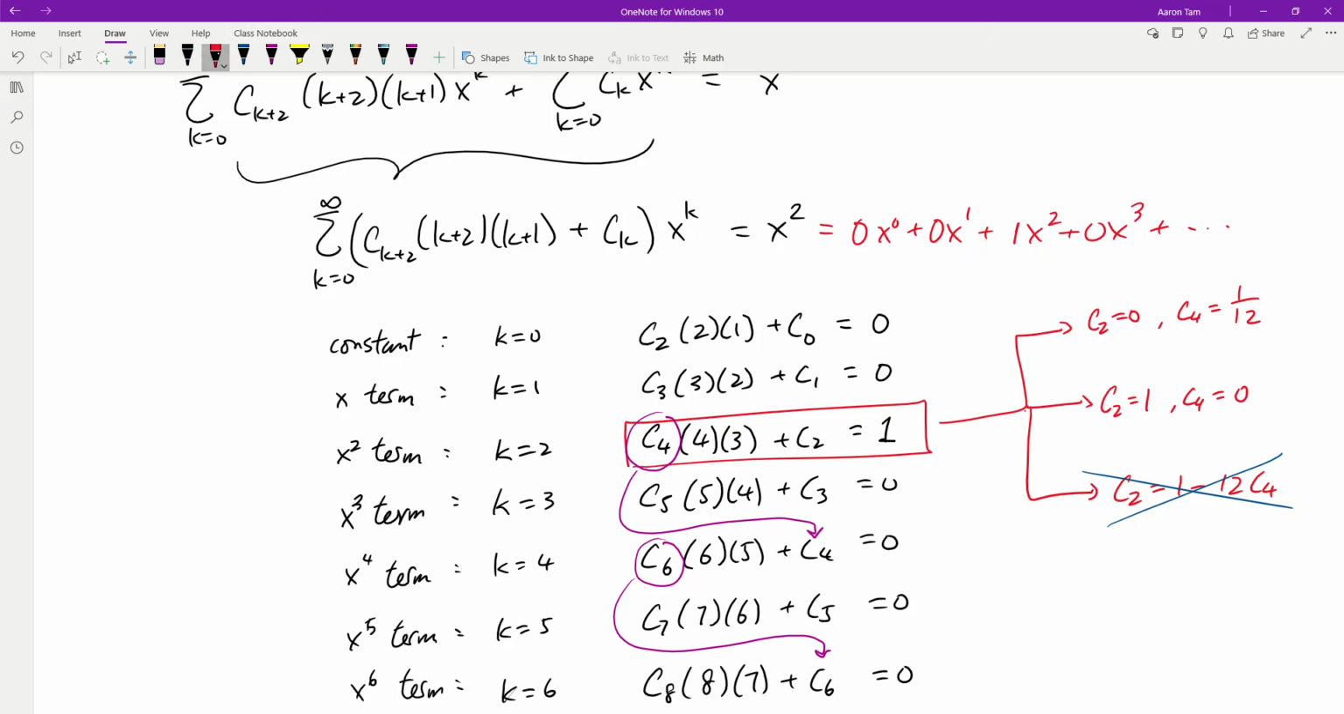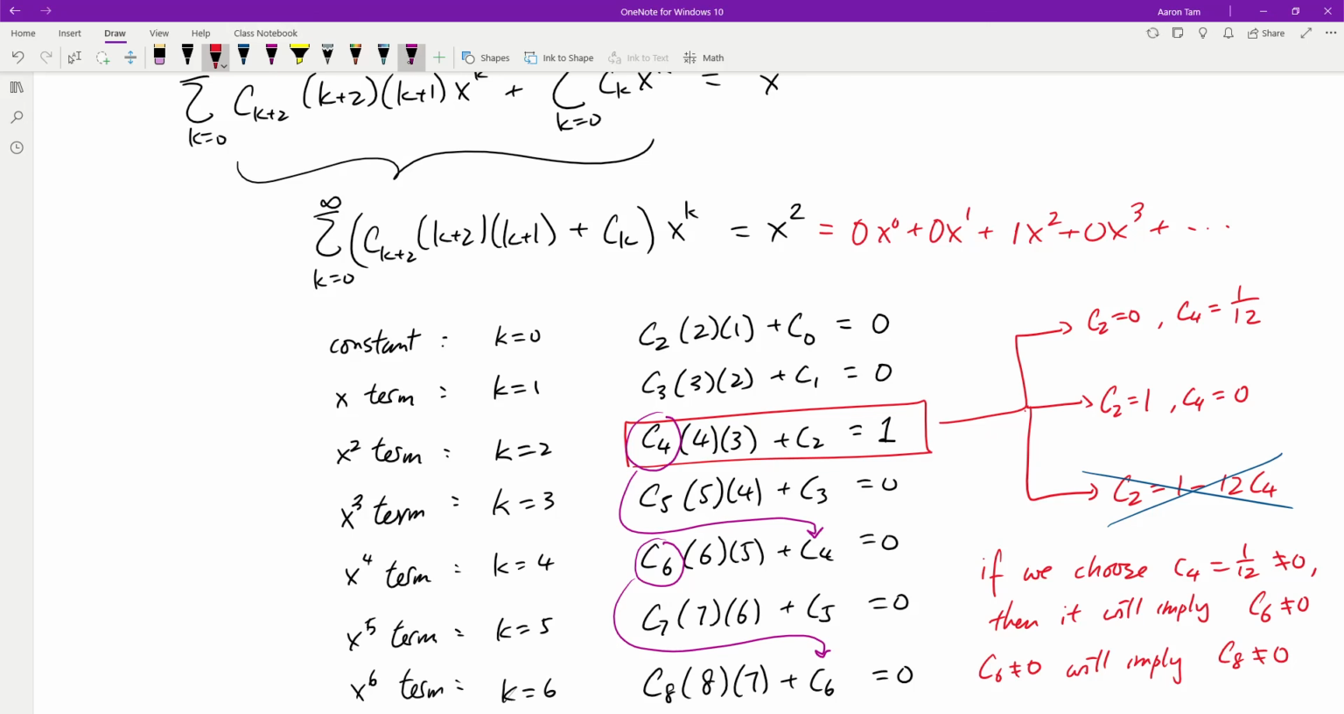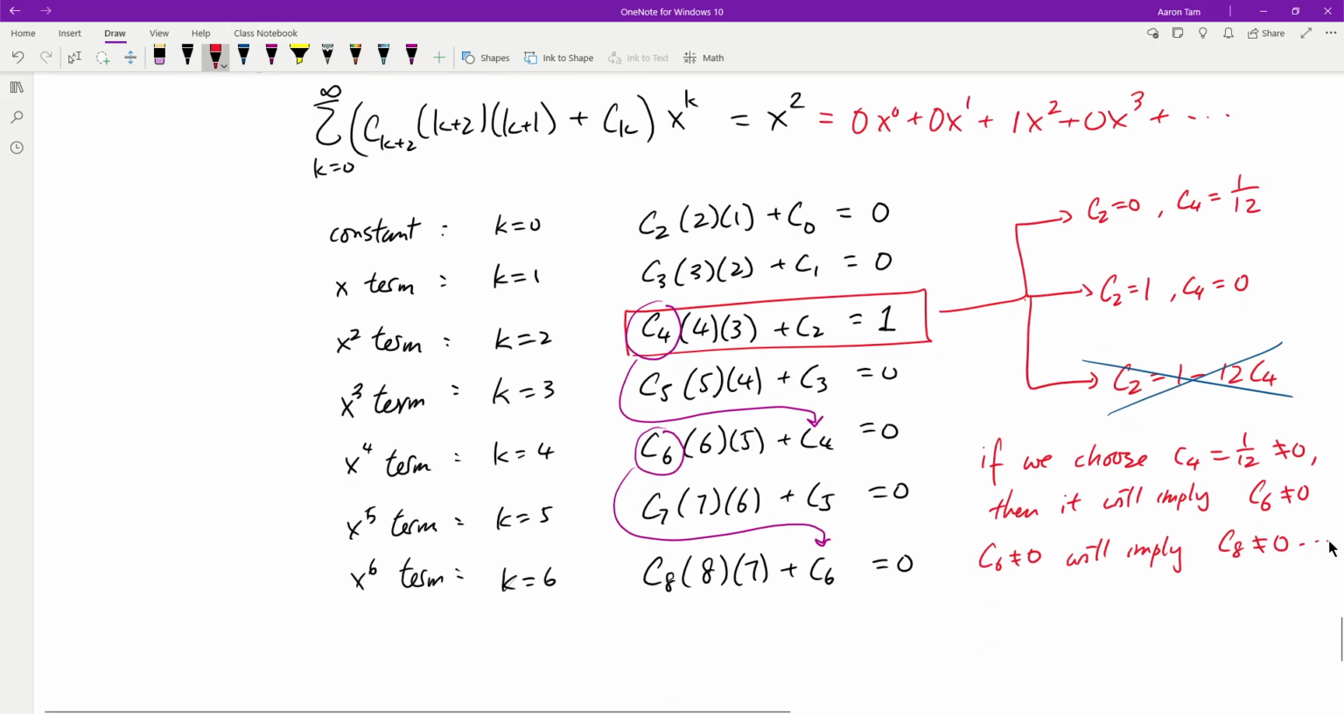So therefore, by choosing c sub 4 to be 1/12, which is not 0, it will change c sub 6 to be non-zero, which will imply that c sub 8 cannot be 0. And so this process would go on and on forever.